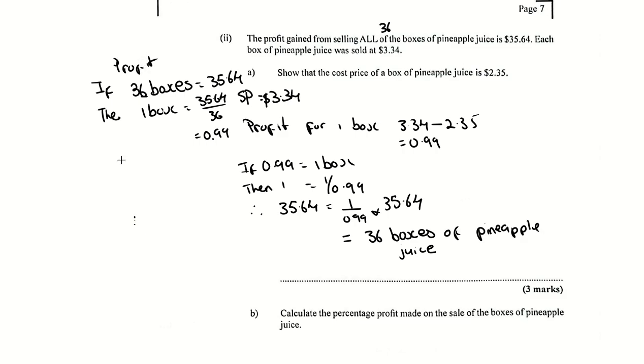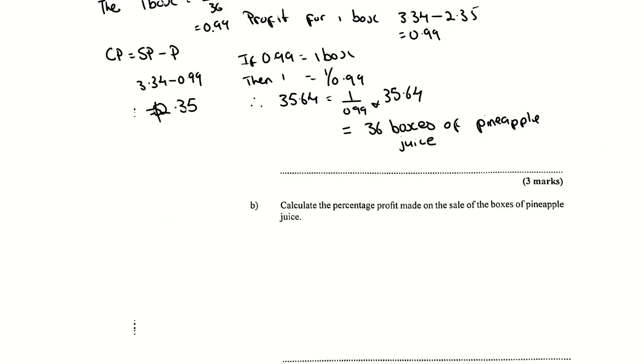So therefore my cost price would be my selling price minus my profit, which is $3.34 minus 0.99, which should give you $2.35. And that is how you would do this question. Or this is the way that you would have done it.